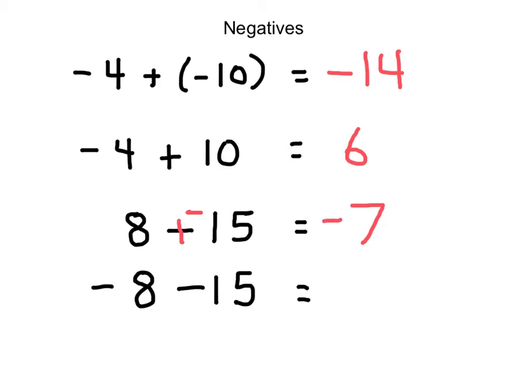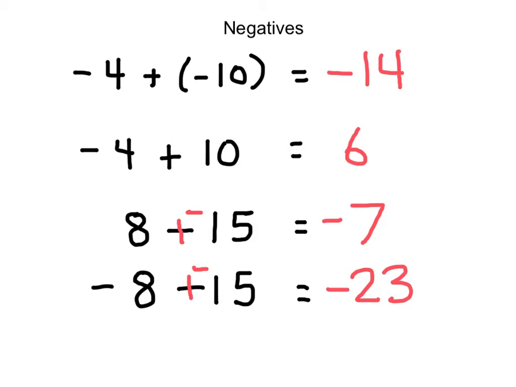That's negative 7. And then finally, the last one. Again, subtraction is the same as adding the opposite, so this is the same as adding 2 negatives. Same sign, add and keep. This is negative 23. So how'd you do?